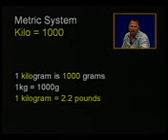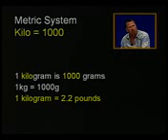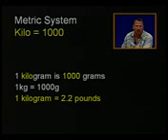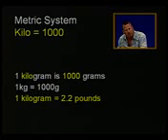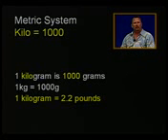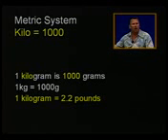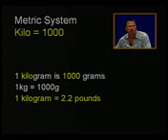1 kilogram weighs 2.2 pounds. There are 2.2 pounds per kilogram. Okay? Kilo equals 1,000. Kilo anything is 1,000 anything.